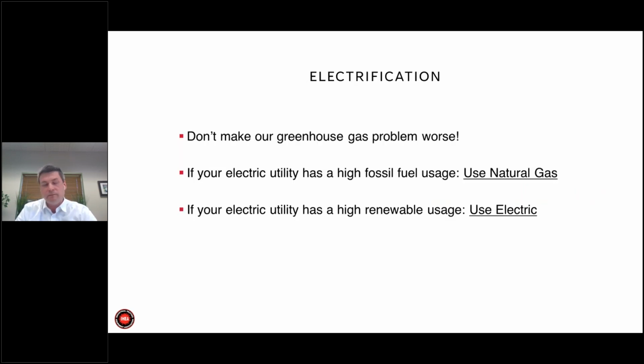So going on, we've got a couple minutes left and we're almost done. For electrification, the number one thing is don't make the greenhouse gas problem worse. If you have high fossil fuel usage, use natural gas. If your electricity utility has high renewable usage, use electric. If you've got a bunch of waterfalls and dams around you, go electric all day. If you're in the middle of West Virginia and all your power plants are coal-fired, go natural gas. It's the best way for you to optimize your carbon footprint.